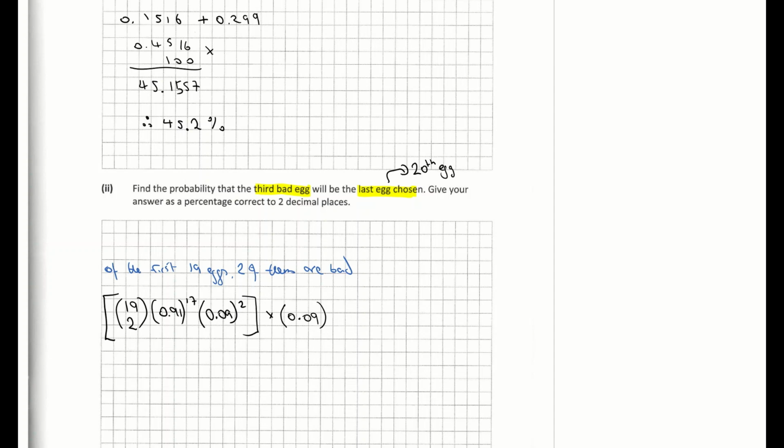And when I type that into my calculator, I get 0.27873 multiplied by 0.09, and that's coming out as 0.02508 as a decimal. I'm multiplying that by 100 because the question asked to give it as a percentage, which comes out as 2.508%, and the question wants us to give it to 2 decimal points. So therefore my final answer is 2.51%.